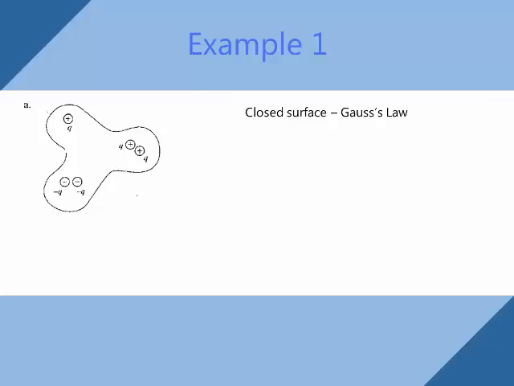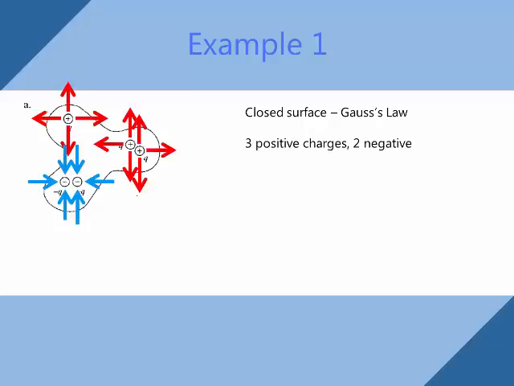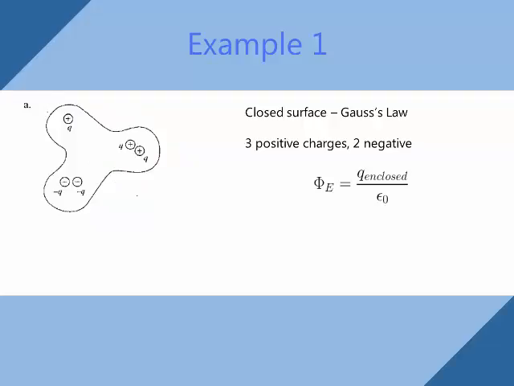In the first, every charge is enclosed by the surface. We have 3 positive charges and 2 negative charges within the surface. Flux for a closed surface is the charge enclosed by the surface divided by epsilon naught. We have 3 positive charges and 2 negative charges, so the total charge enclosed is 3q minus 2q, resulting in just q divided by epsilon naught.